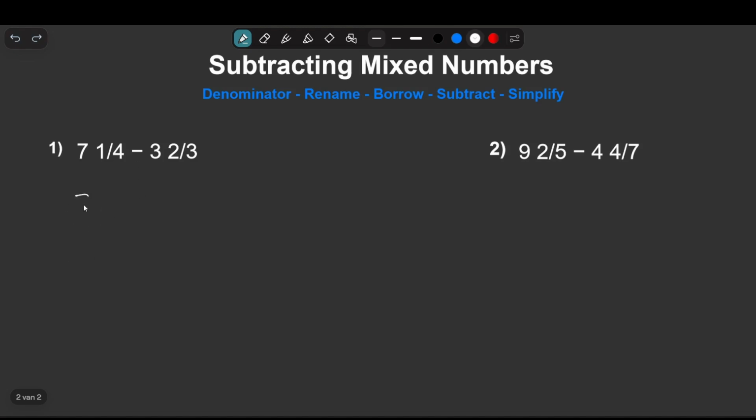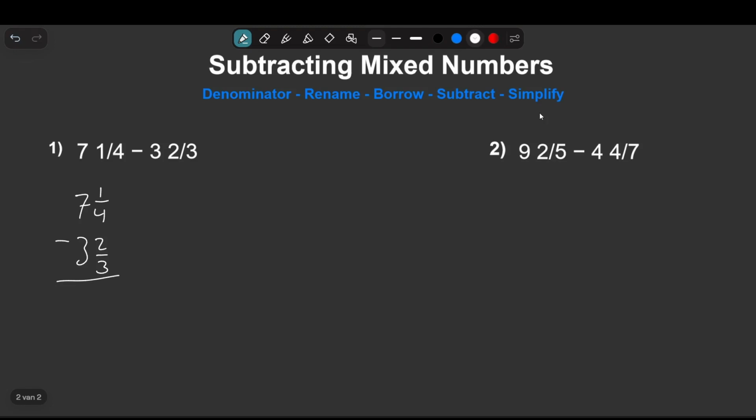So we're going to do 7 1/4 minus 3 2/3. We have our problem here, and now we can do our 4 or 5 steps. I said 4 or 5 because you don't always have to simplify your answer, since sometimes it is already simplified to its simplest fraction.